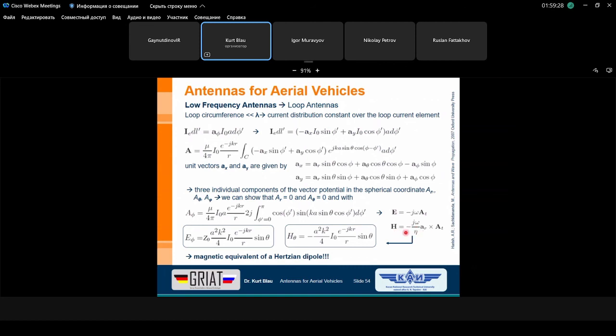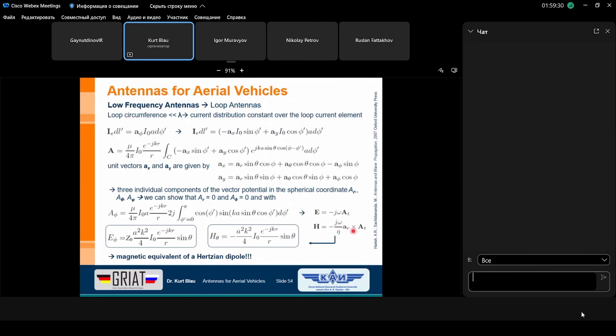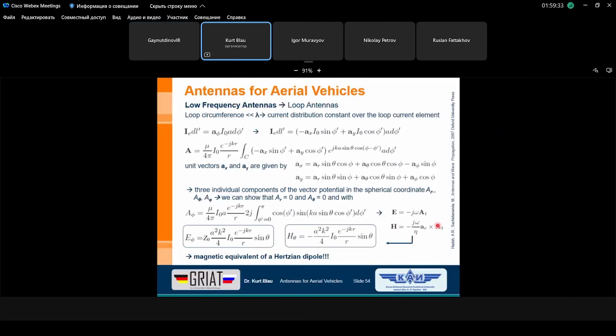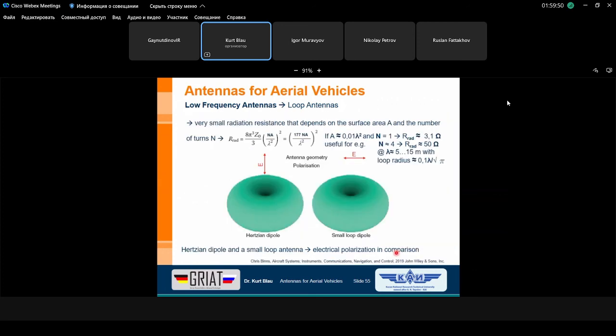All this is given here, and this is a cross product, which means perpendicular to this field component, to the magnetic potential as the cross product. And this leads to these two formulas. And this, let's come to our last remarks. Again, why we use a loop antenna and not a short dipole antenna.